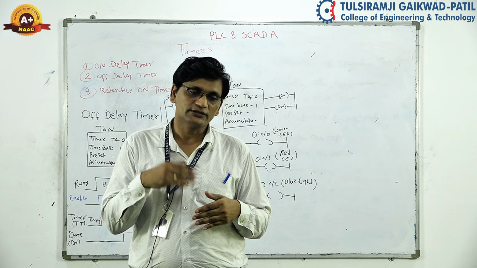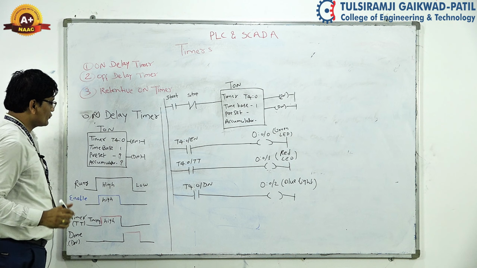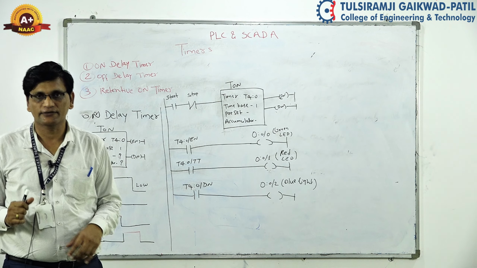So first of all, we will study the on delay timer. There are some components which are used in the on delay timer. In this on delay timer, there are some parameters like T4:0. This is the file number.